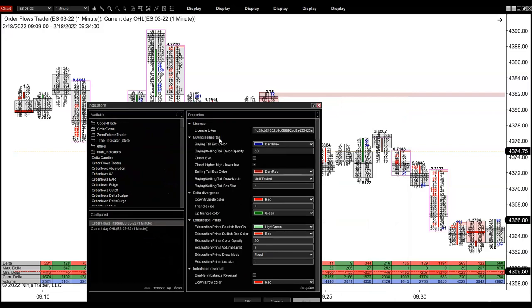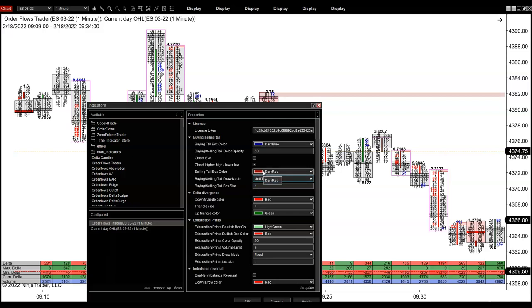Okay, so for this, it is right here. Now, in the indicator settings, everything is in alphabetical order, except for the license. That starts up at the top. It's always up at the top. So buying and selling tails is at the top. It'll be dark blue for bullish ones, dark red for bearish ones. And you can draw it out as a fixed zone, say you just want it highlighted in the bar, or if you want it until tested. If you just want it fixed, you change that to fixed, and you put how many bars out you want to do it. But until tested is nice.